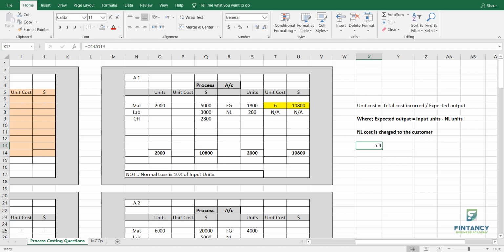Getting it? So what is this 0.6 difference which is coming in between 5.4 and 6? That is the normal loss value. Getting it? So because of normal loss, my cost has increased from 5.4 to 6. So this is the story, that normal loss will be charged to the customer. Okay, if you don't charge it to the customer, eventually you may make a loss.